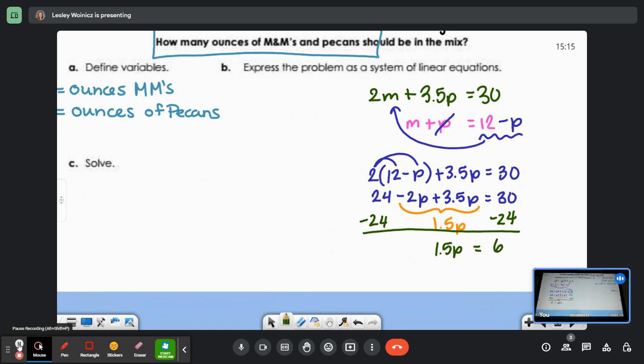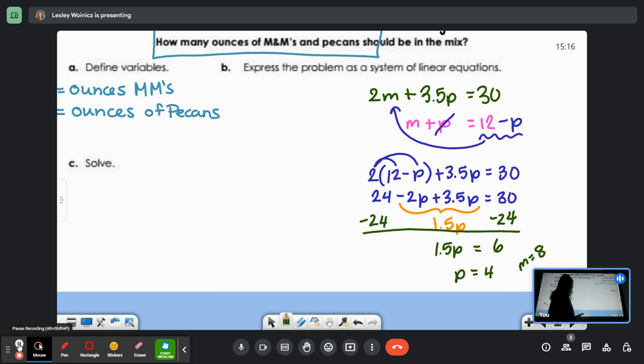So divide both sides by 1.5 and you get? 4. Yep. Now, what do P and M have to add up to? Yeah, so what's M? Ivan's got it. What plus 4 is 12? 8. 8, right? Okay. M is 8.